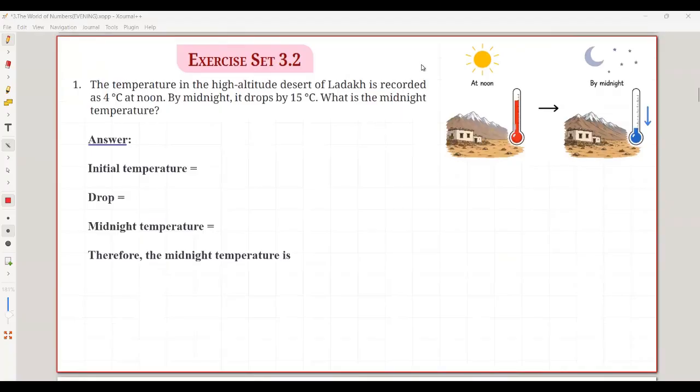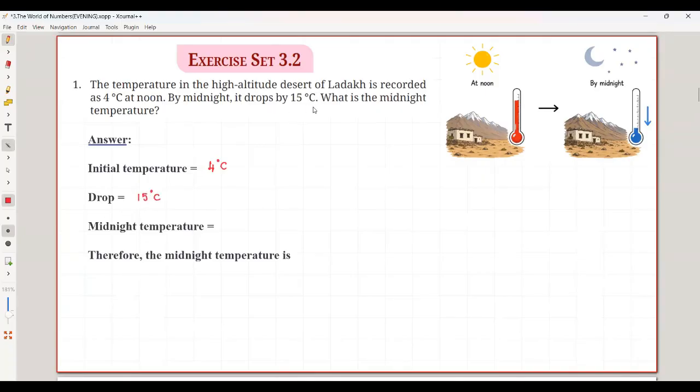Exercise set 3.2, question number 1. The temperature in the high altitude desert of Ladakh is recorded at 4 degrees Celsius at noon. By midnight, it drops 15 degrees Celsius. What is the midnight temperature? The initial temperature is given as 4 degrees Celsius. Next, it dropped by 15 degrees Celsius.